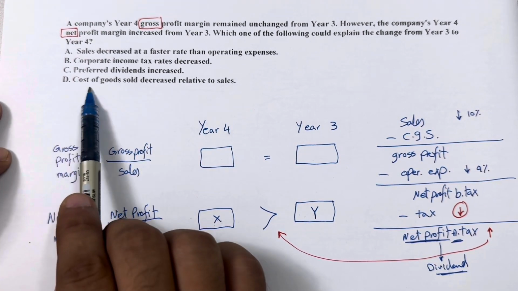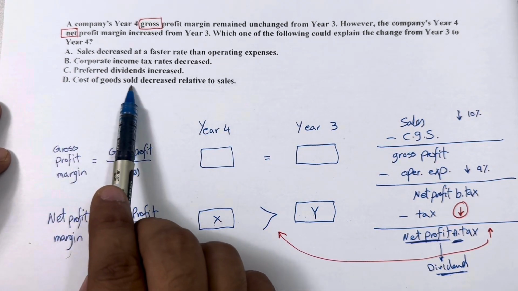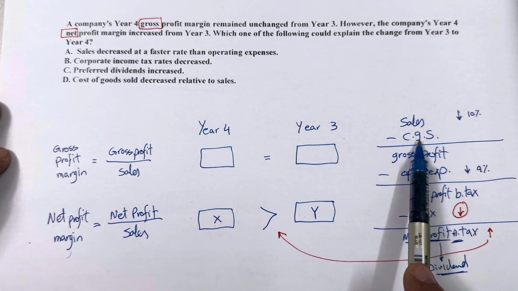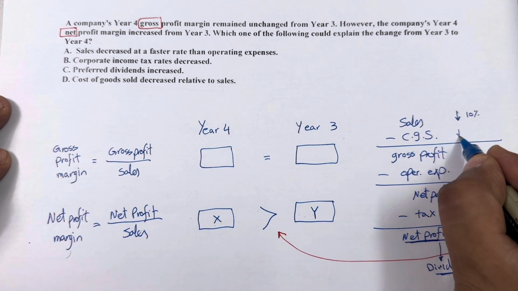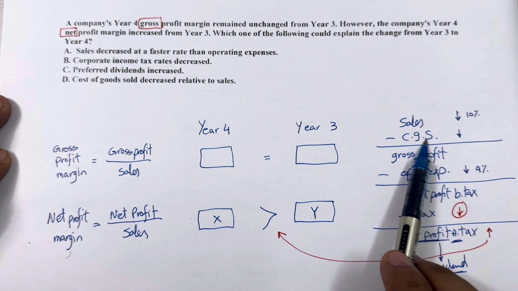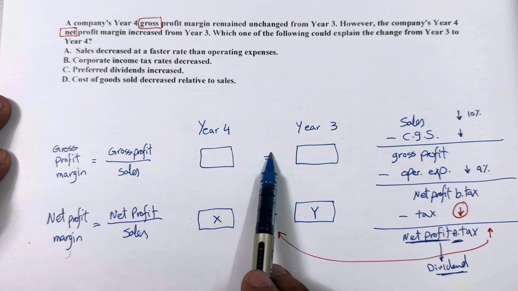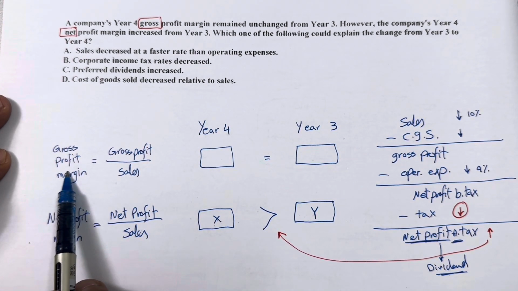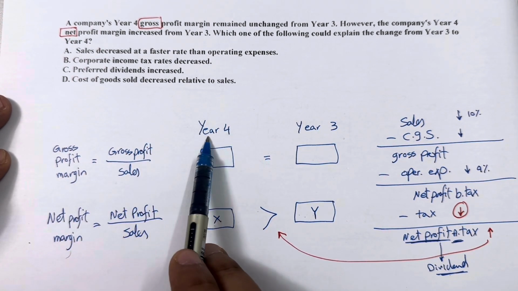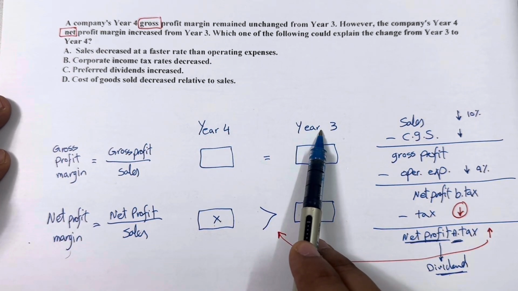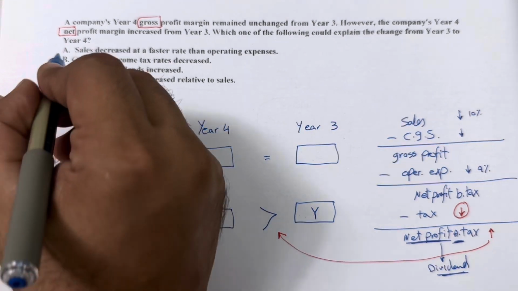D, cost of goods sold decreased relative to sales. Cost of goods sold decreased in comparison with sales. If cost of goods sold decreased in comparison with sales, these 2 years will not be equal concerning gross profit margin, because if cost of goods sold decreased, the gross profit margin in year 4 would be greater than year 3. So the relationship here will not be equal. The answer is B.